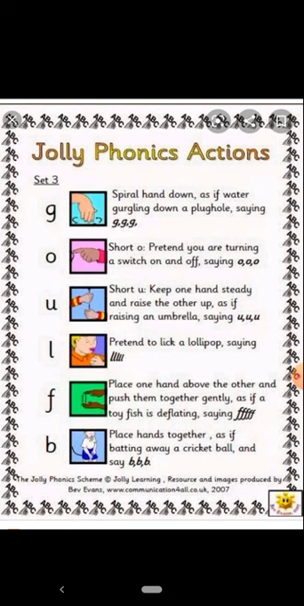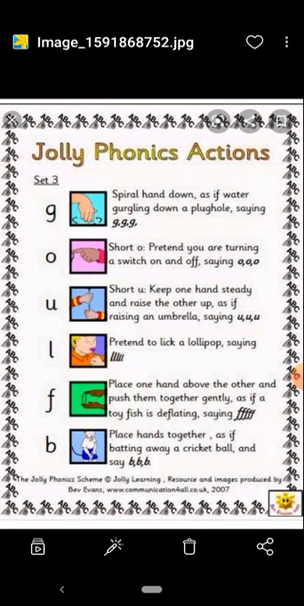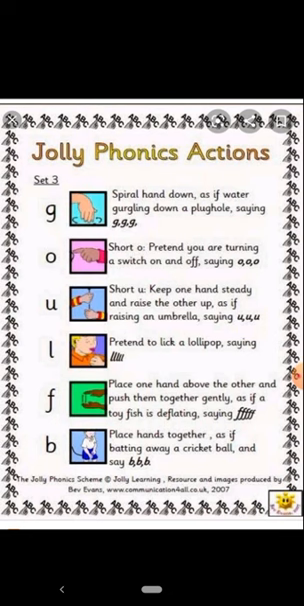And then the next one we have: pretend to lick a lollipop and say l. In this case you might not have an actual lollipop, so you might just make do with your index finger and move it around your lips like you're licking a lollipop. It's not la, like many people teach. Your teeth are closed. Lll, lll, that's the sound.